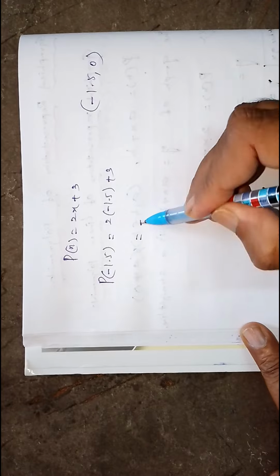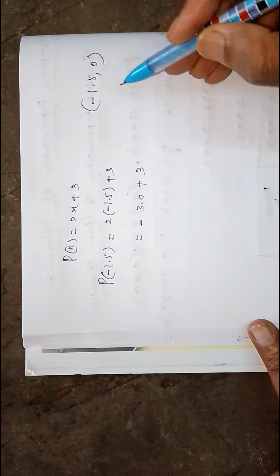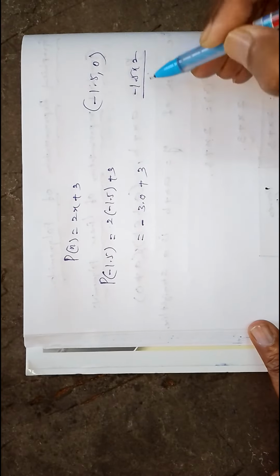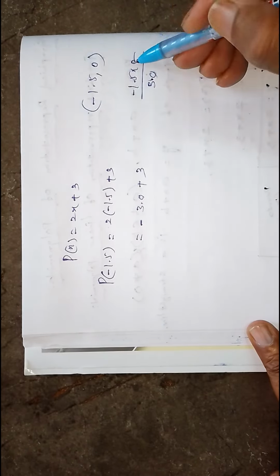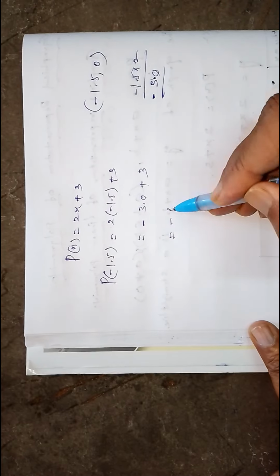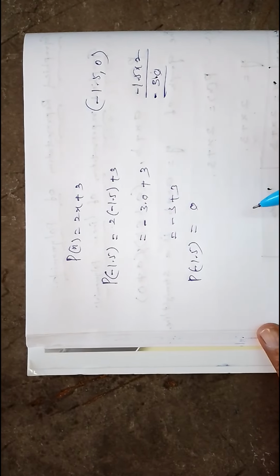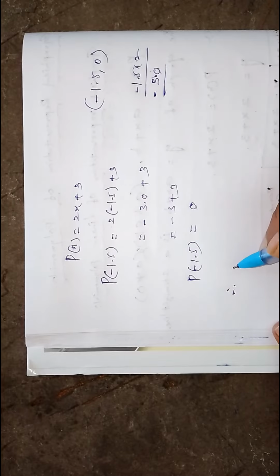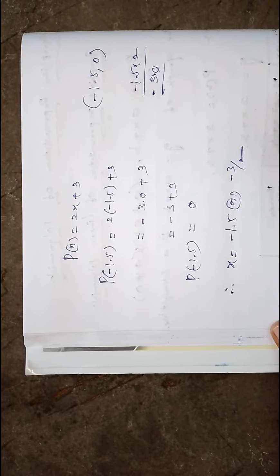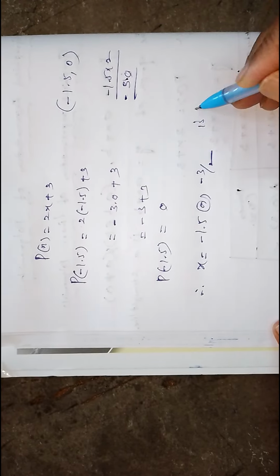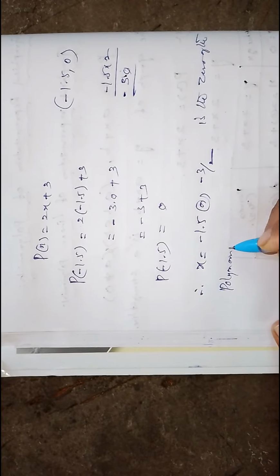Minus 1.5 into 2: 2 fifteens are 30, so one digit after the point, and plus into minus is minus, so it is minus 3. Minus 3 plus 3 is 0. So by substituting this value, the value of the polynomial becomes 0. So we can say that x is equal to minus 1.5 or minus 3 by 2. We can say that minus 3 by 2 is the 0 of the polynomial. So I hope you understand.